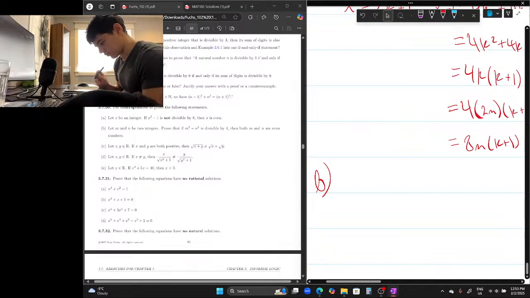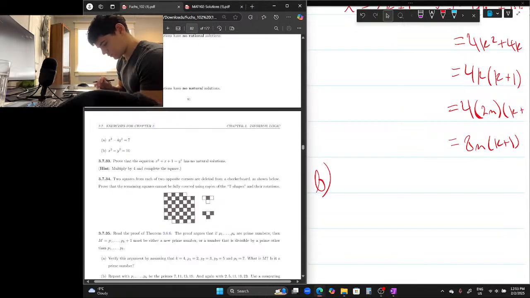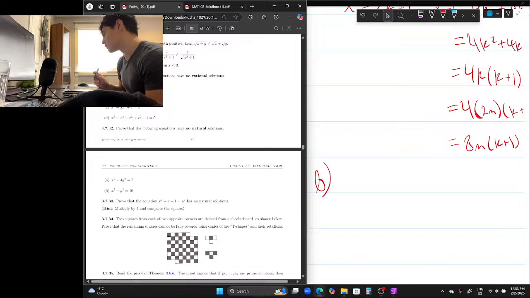Let m and n be two integers. Prove that if m squared plus n squared is divisible by 4, then m and n are both even numbers. Guys, we're right there. I want to stop, though. Okay, I'll prove this one, and then take a break.